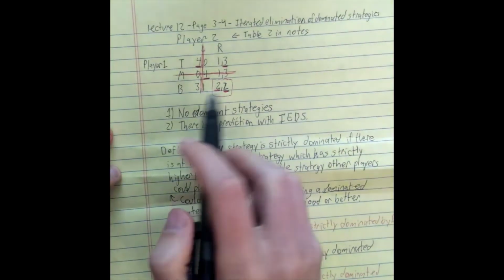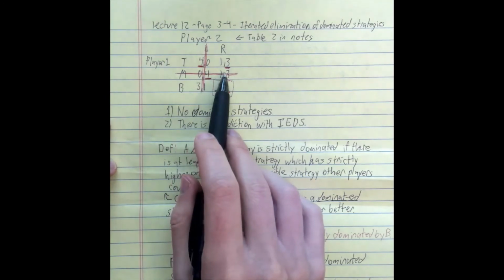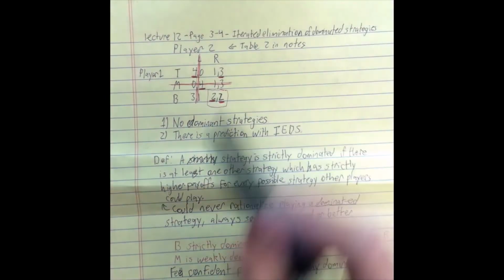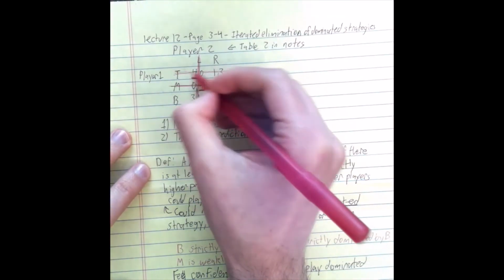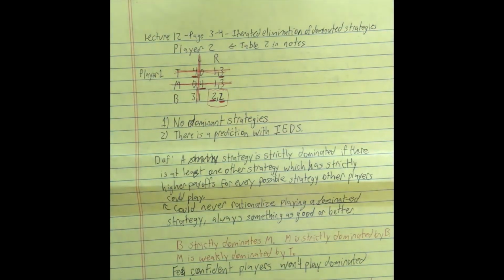So first we crossed out M for player 1, and then we crossed out L for player 2, and then we crossed out top for player 1. And then we were done. We had just one prediction. All right, so this is how we generally solve these games.